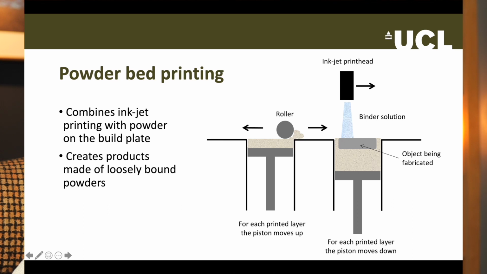It combines an inkjet printhead with an apparatus that can dispense powders. A schematic of a powder bed printer is shown on the screen in front of you. Rather than contain an ink, the printhead contains a solution of binder. To make an object, a layer of powder is spread out on the build plate by a roller, and the printhead passes overhead, spraying binder to adhere the powder particles together, forming one layer.